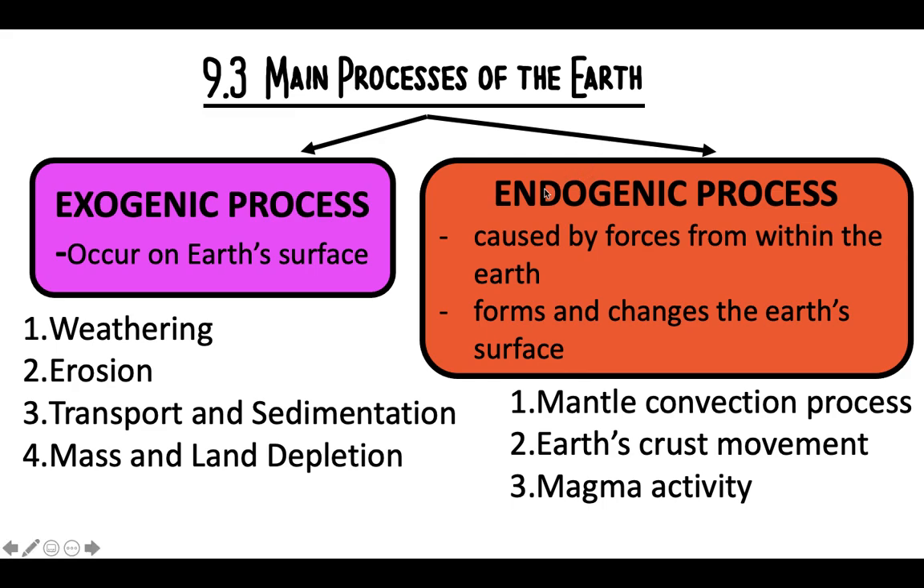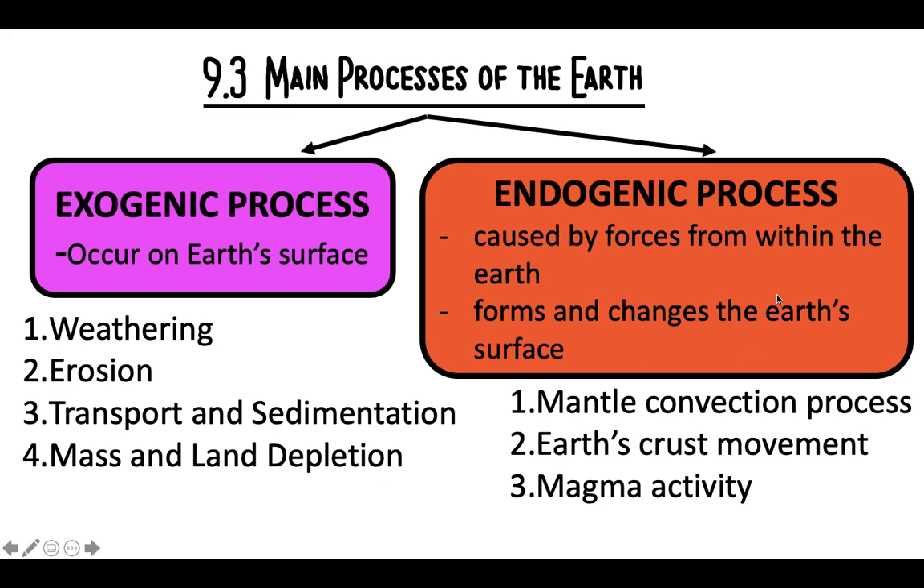Okay, endo itself means inside. So the part that we cannot see. This inside is from the crust, from the mantle, the inside that we learned in structure of earth in 9.1 before this. Okay, for the exogenic process, we want to look one by one. There are examples of exogenic process here. Number 1, weathering, erosion, transport and sedimentation, and also mass and land depletion.